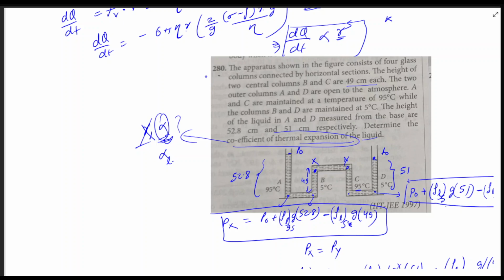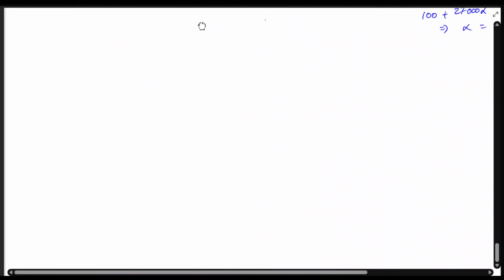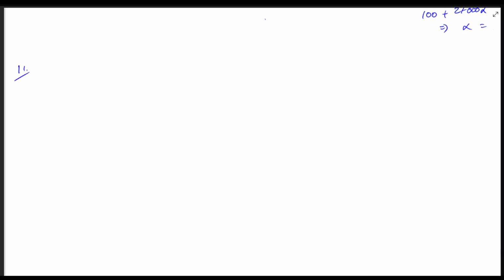Pretty nice question, of course. Again, we'll consider it as moderate. Okay, let's move on to our 11th question.